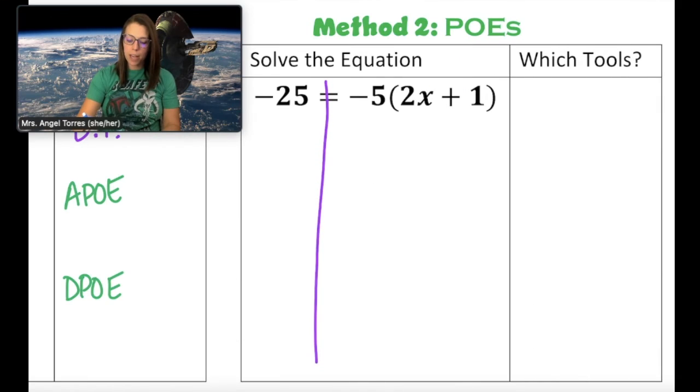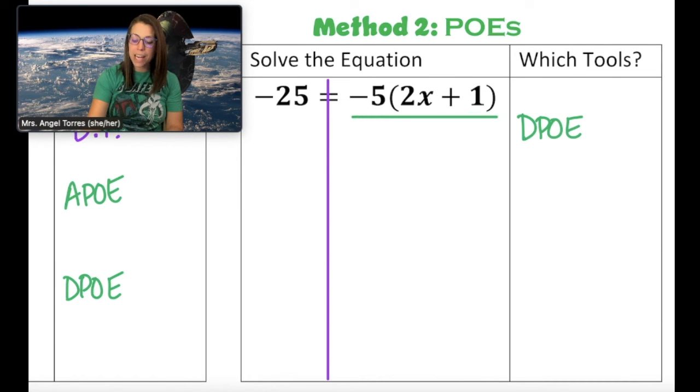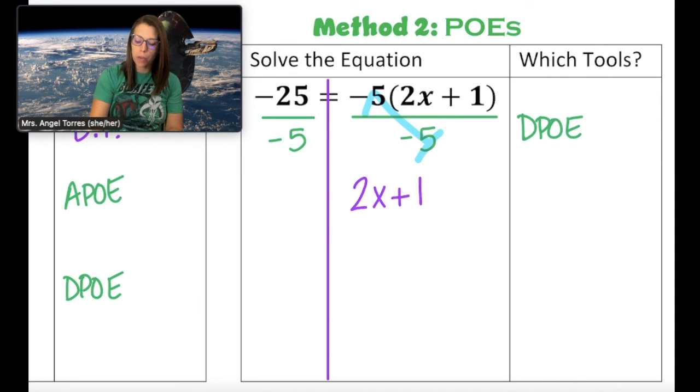After I put down the line in the middle of my equal sign, I'm going to start off this equation with division, DPOE. And divide both sides by negative 5, since that's what's being multiplied. Negative 5 divided by negative 5 is 1. And I'm left with 2x plus 1 on the right. Negative 25 divided by negative 5 is positive 5.